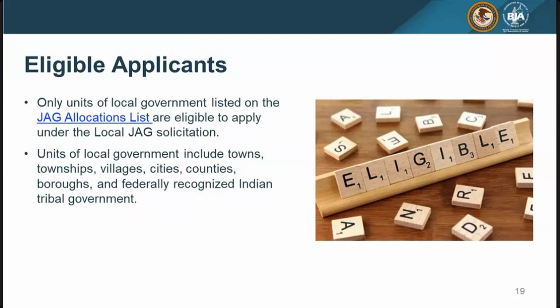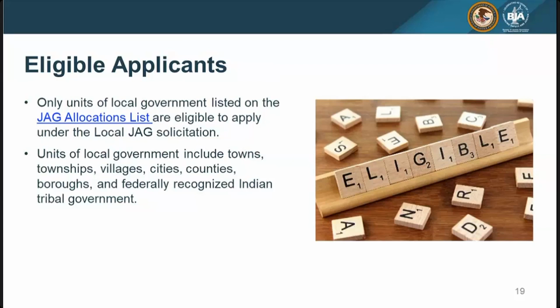Okay, eligibility. JAG is only open to the units of local government listed on the JAG allocations list. Units of local government include towns, townships, villages, cities, counties, boroughs, and federally recognized Indian tribal governments. We understand there may be some questions about the eligibility of Indian tribal governments. It is the same process as the other units of local government, and eligible Indian tribal governments are listed in the allocations list as well.